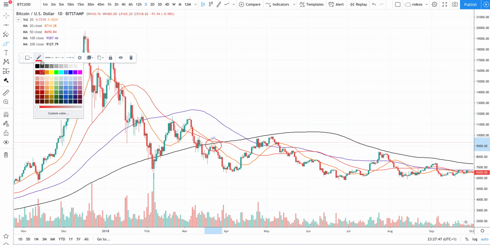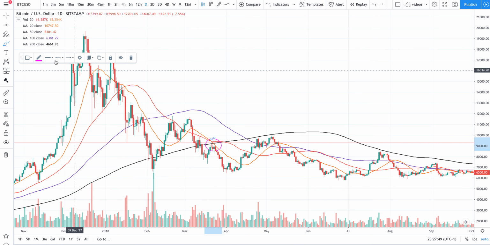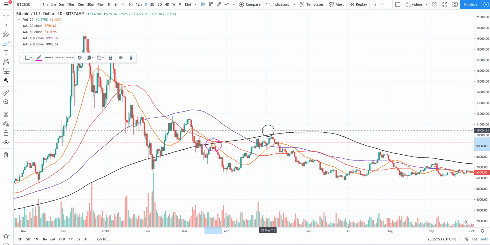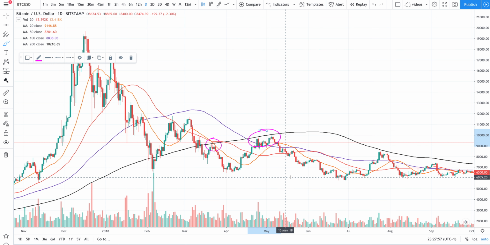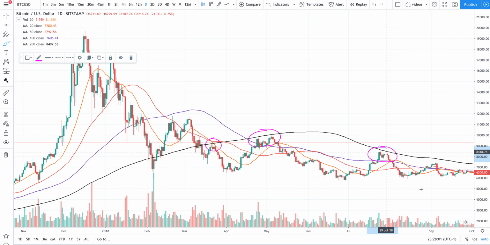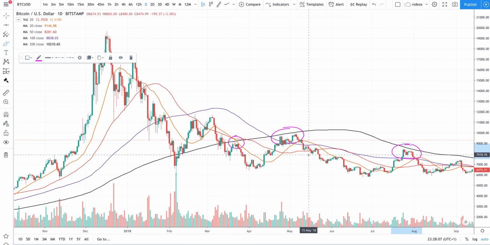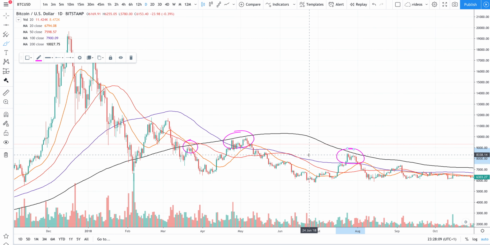So what I mean when I say resistance, I mean that it makes price stay below it. So it acted as a resistance. Okay, and all of these are bearish signs. Okay, you must be aware of it.